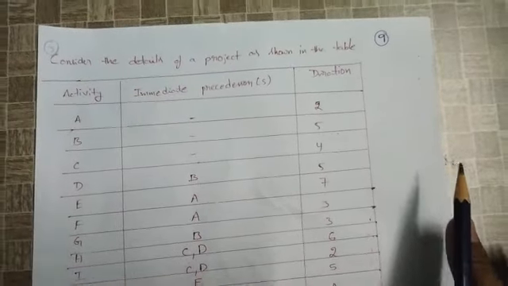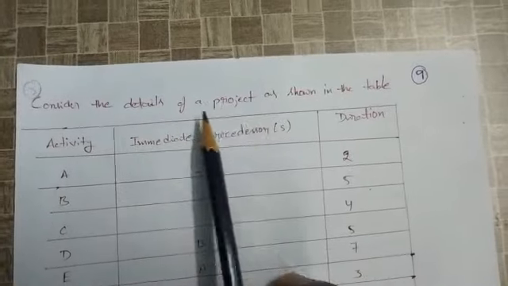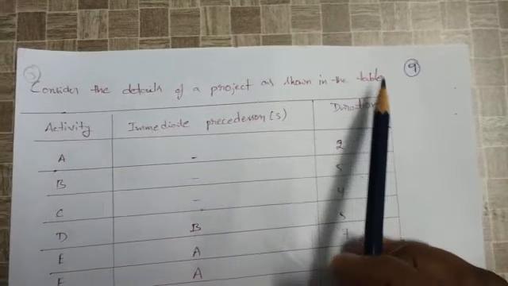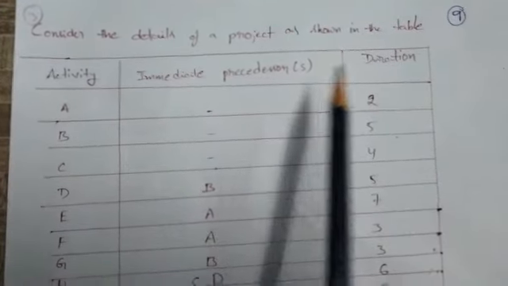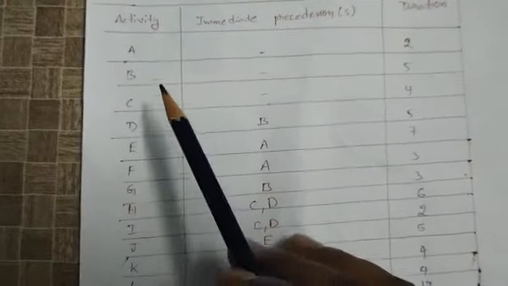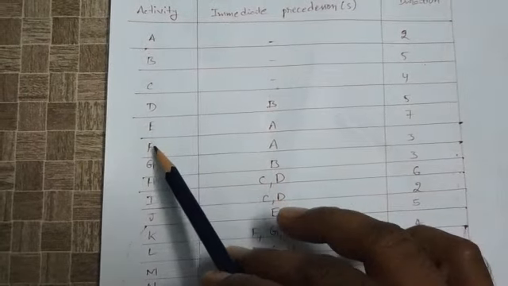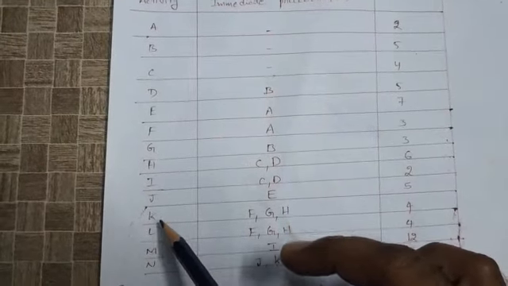Today we are discussing the third problem. Consider the details of a project as shown in the table. They have given the table with activity, immediate precedence, and the duration. The activities are given from A to N: A, B, C, D, E, F, G, H, I, J, K, L, M, N.